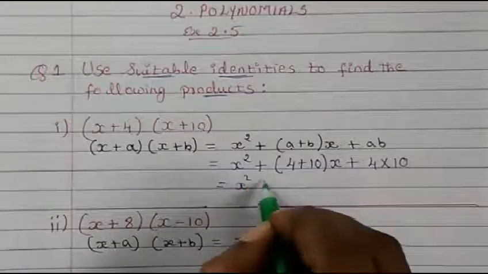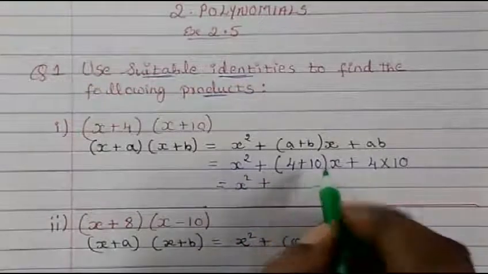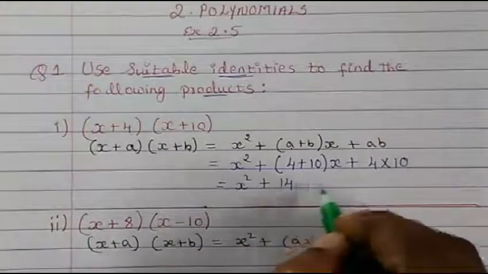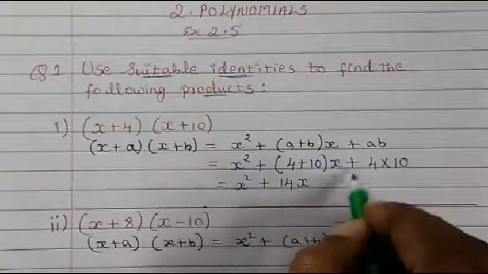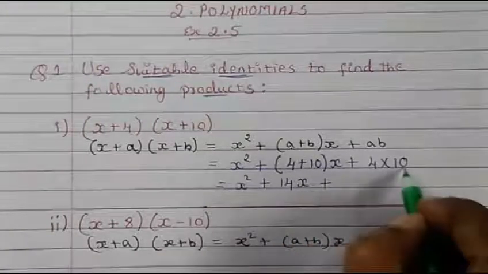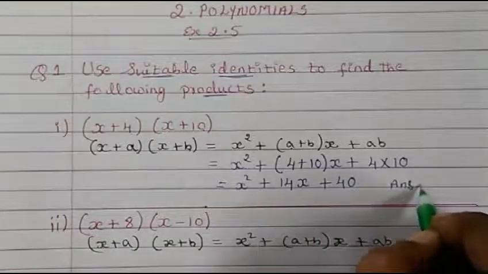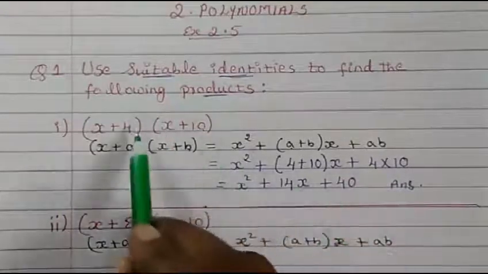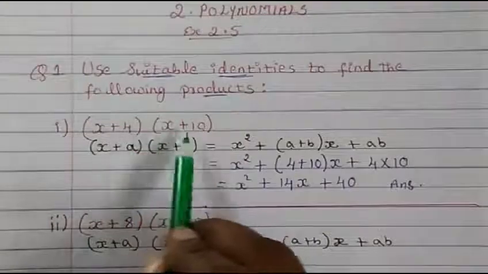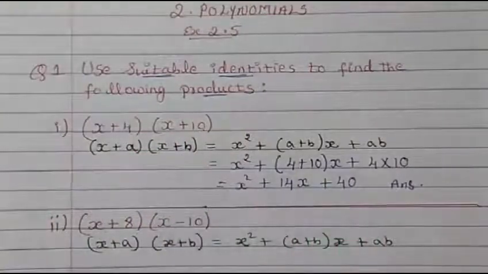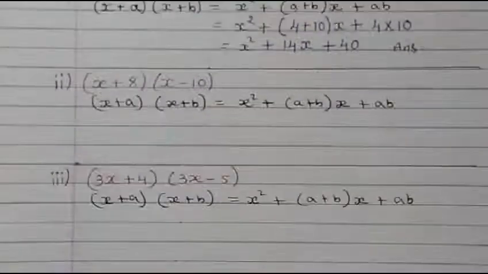So now x square plus 4 plus 10 will be 14, this x we write as it is, then plus 4 into 10 will be 40. So that's the answer. This is the product asked in the sum. Now let's do the second one.